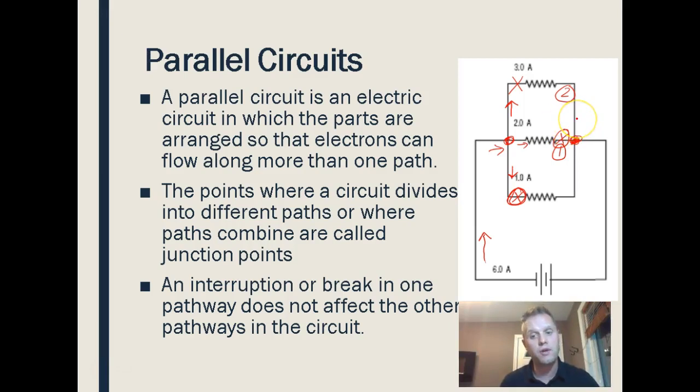So this is actually how your house is wired. If I cut one wire in your house, all the lights won't go off. Only one or a few lights will go off. The point is that we wire our homes in parallel for this reason: an interruption or break in one pathway does not affect the other pathways in the circuit.